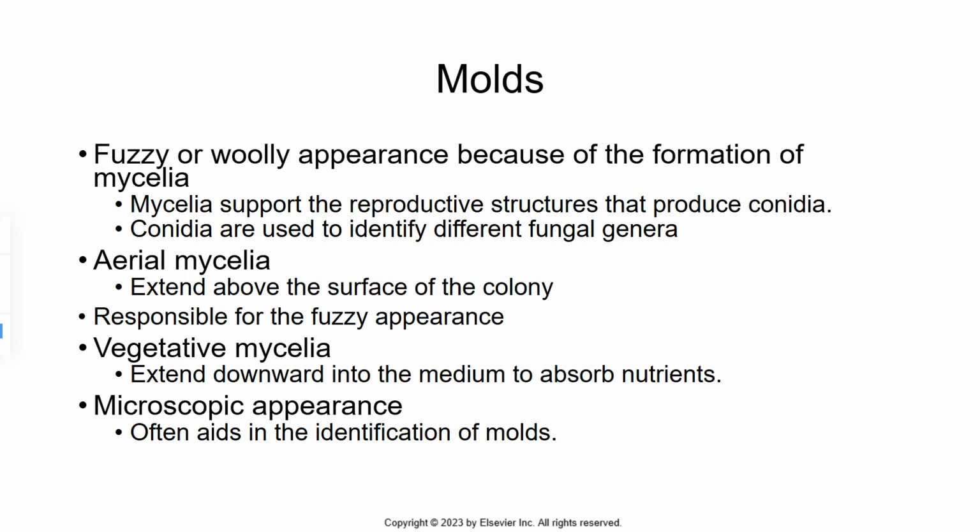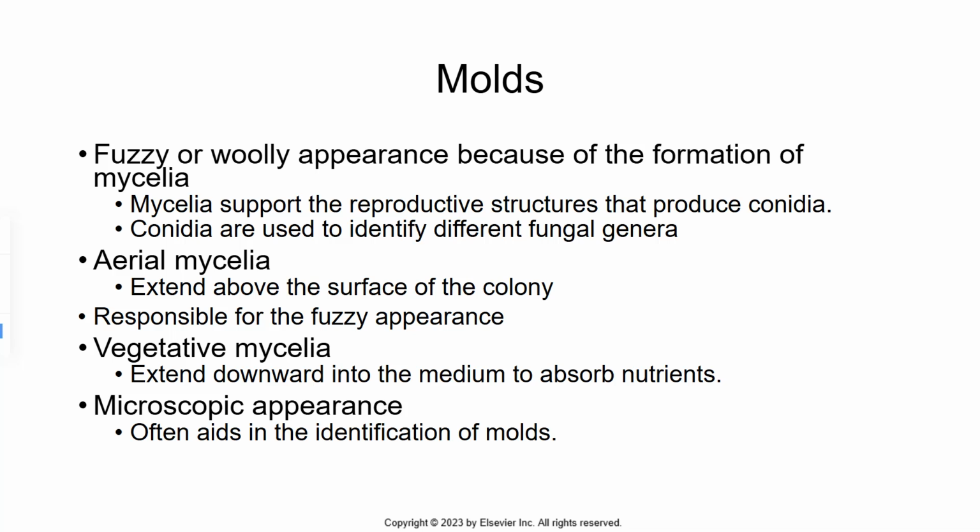Molds, on the other hand, are fuzzy or woolly in appearance because of the formation of mycelia. Mycelia support the reproductive structures that produce conidia, and conidia are used to identify different fungal genera. Aerial mycelia extend above the surface of the colony, and that's responsible for the fuzzy appearance. Vegetative mycelia extend downward into the medium to absorb nutrients. Sometimes that can cause a mold colony to embed itself deep into the agar, also known as pitting, so it will sink below the surface of the agar.